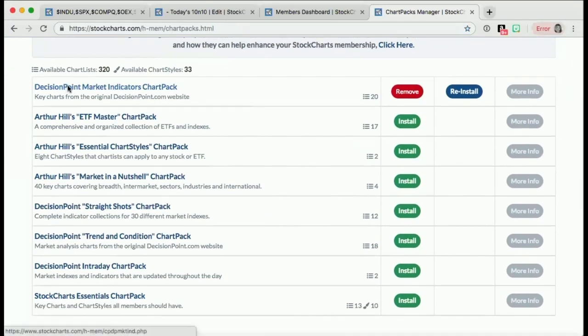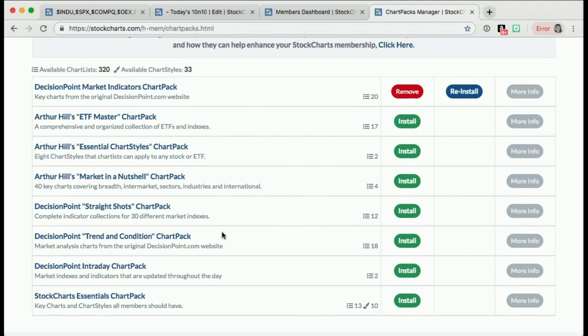You can see I already have this one. What I want to do today is install both the Straight Shots chart pack as well as the Trend and Condition chart pack, because they work hand in hand. I like the Trend and Condition chart pack because it brings in gold and the dollar. That's within that chart pack, whereas Straight Shots tends to be just the indexes, maybe a sector, and then the indicators within that.